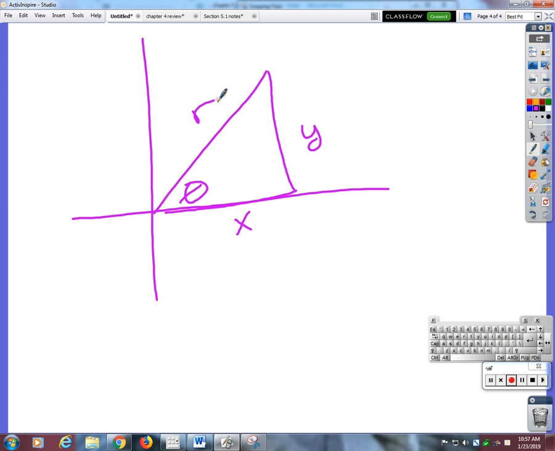The triangle that we've been working with, okay? What is the sine of theta? What is the cosine of theta? X over r, right? Okay. What is the sine squared of theta?